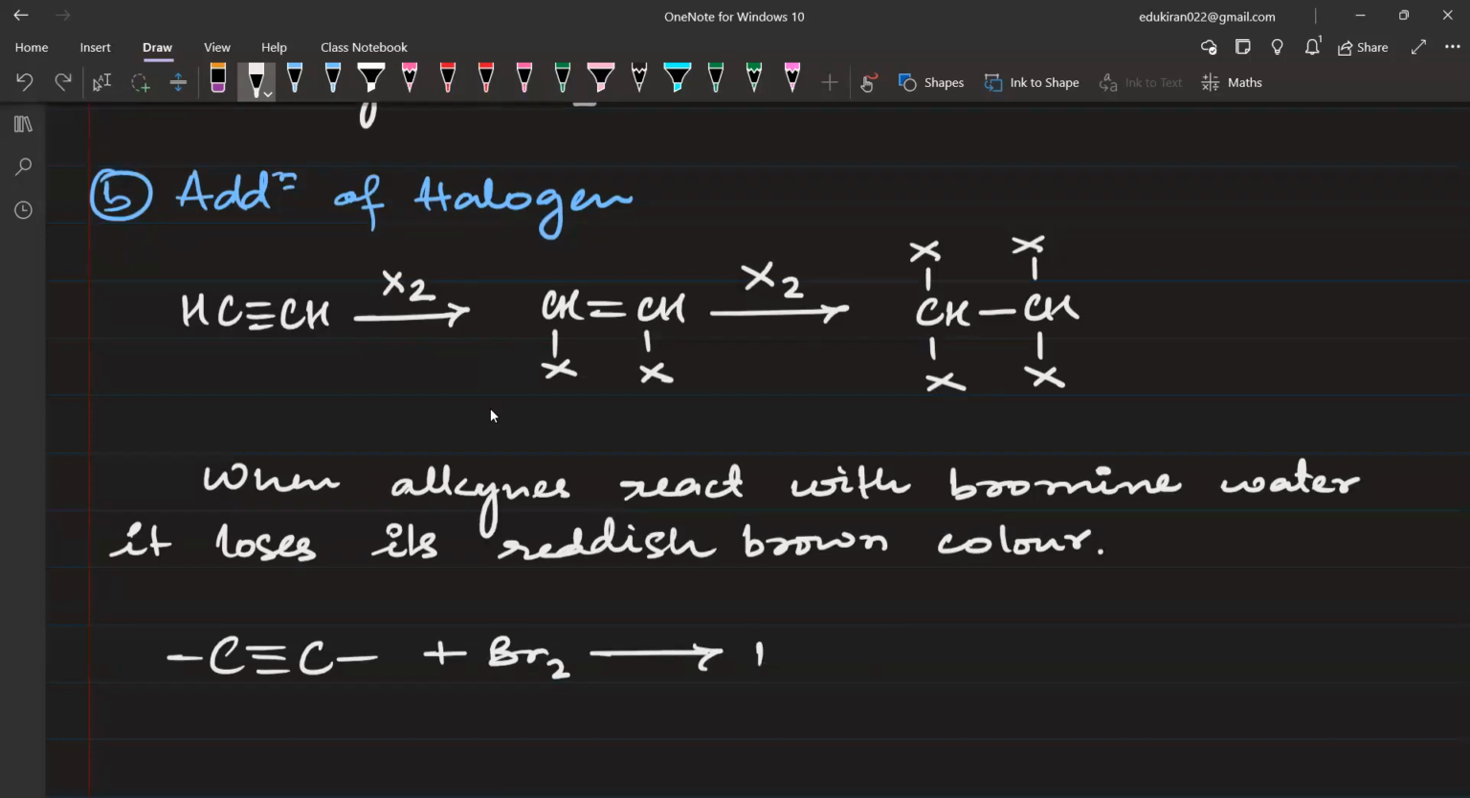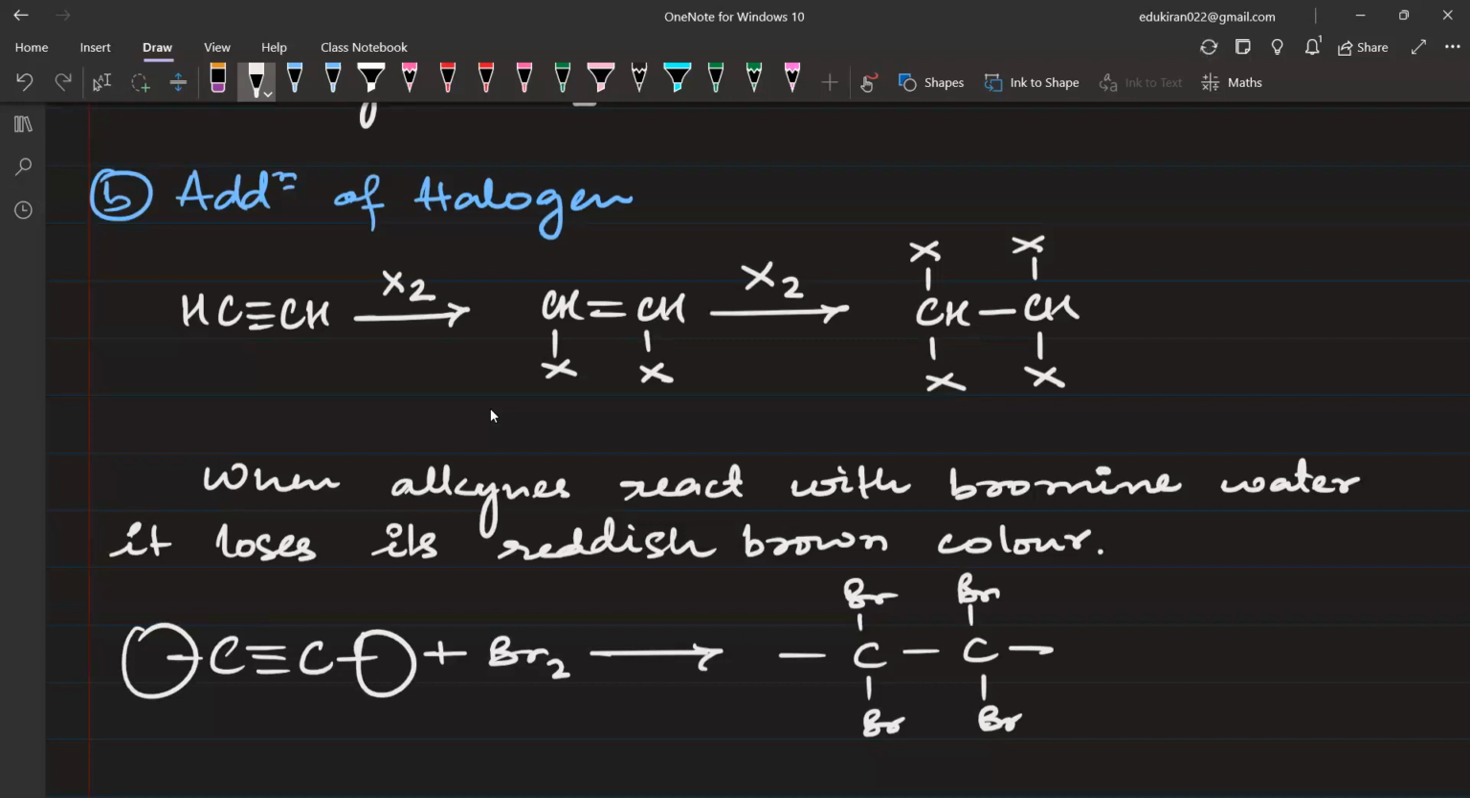तो ये क्या देगा वो पहले लिख लीजिए. Whatever groups are attached to carbon, they are attached as it is, there is single bond carbon, और दोनों में आपने एक Br यहाँ पे, एक Br ऊपर, यहाँ पे भी एक Br और एक Br नीचे, इस तरह से. And whatever groups are attached on these carbons, they are attached as it is, है ना? There is no change here. Important thing is that alkynes react with bromine water, and then it loses its reddish brown color. Br2 is reddish brown in color.